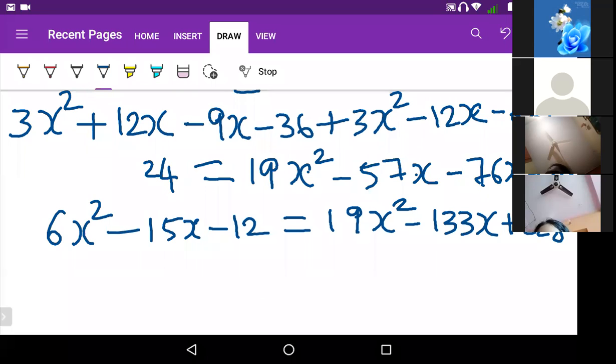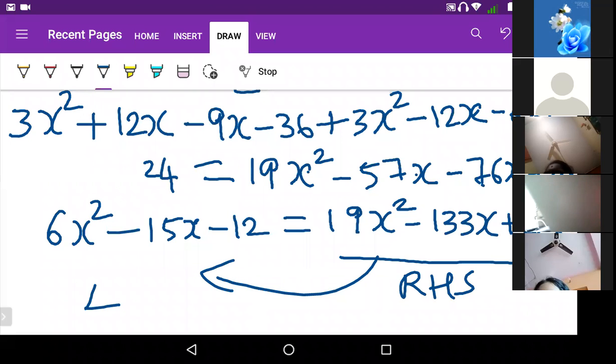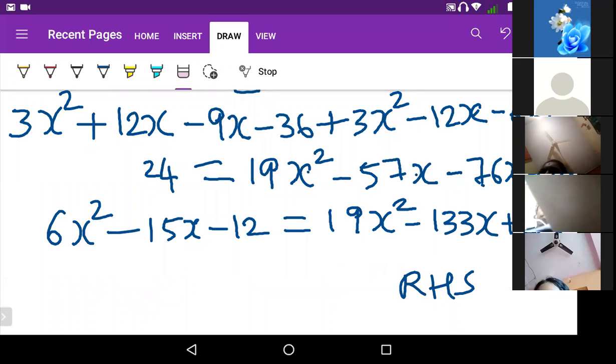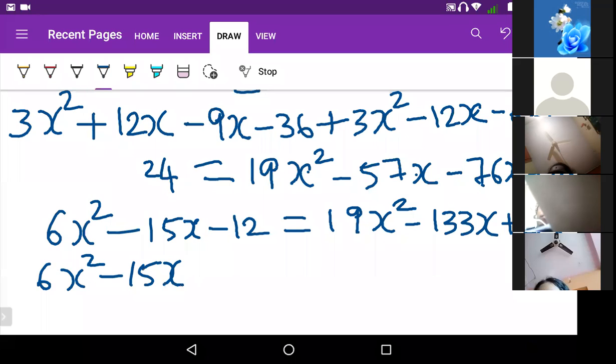Okay, good. Now, what we are going to do is we will take all the expressions that you have on RHS, this is RHS, right? Whatever you have on RHS, we are going to bring everything on LHS side. Okay. Now, let us see what all will come. We will be changing the signs here. Fine. So, 6x square minus 15x minus 12 will remain as it is.